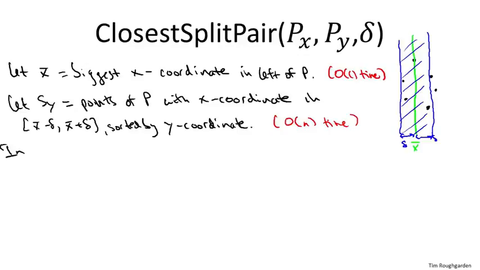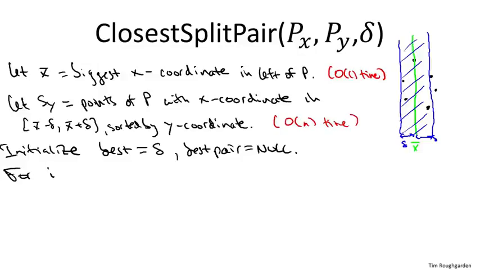As we do the scan, we're going to keep track of the closest pair of points of a particular type that we've seen so far. So let me introduce some variables to keep track of the best candidate we've seen so far. There's going to be a variable best, which will initialize to be delta. Remember, we're uninterested in split pairs unless they have distance strictly less than delta. And then we're going to keep track of the points themselves, so we'll initialize the best pair to be null. Now here's the linear scan.